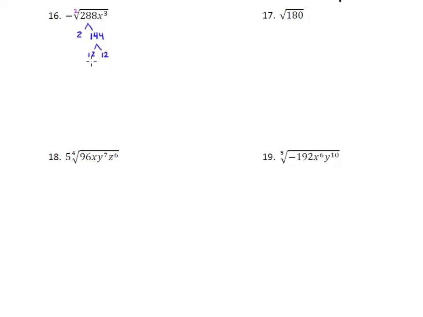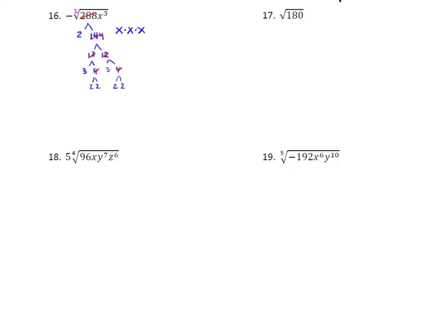Then I can break each of those up. 12 is 3 and 4, and 4 is 2 and 2. That's right here. We've got 3 and 4 again, and 4 is 2 and 2. This time I have some x's on here too, which isn't too bad. I'm just going to write out 3 x's. X cubed is the same thing as x times x times x. Now, we broke up the 288, so we don't care about it anymore. The 144, the 12s, the 4s. All we have left are a bunch of 2s and a couple of 3s.